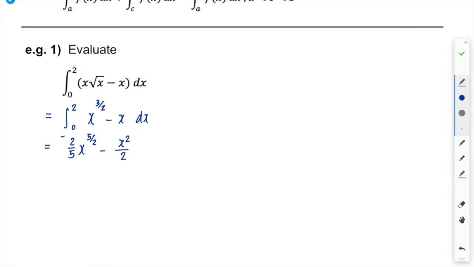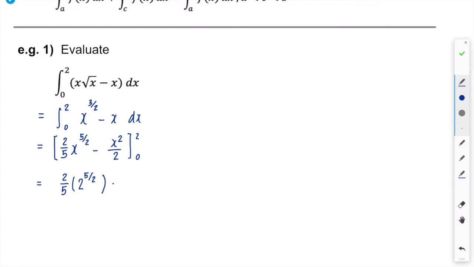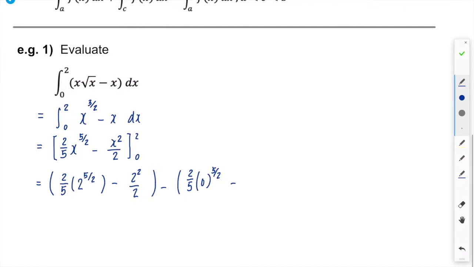And then I know that because we're looking for the definite integral, we now have to evaluate these antiderivatives at 0 and 2. Starting from the upper bound, I have 2 over 5 times 2 to the power of 5 over 2 minus 2 squared over 2. And then I have to subtract the first term when I evaluate it at 0 and when I evaluate the second term at 0.